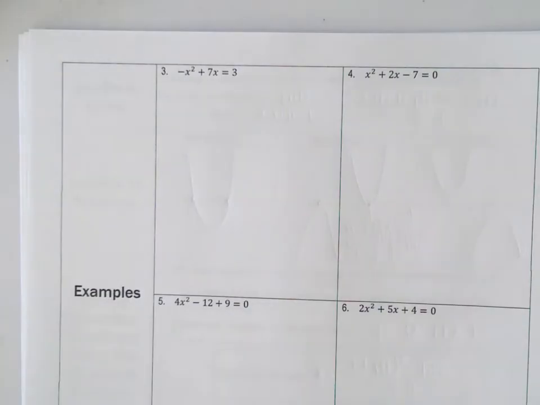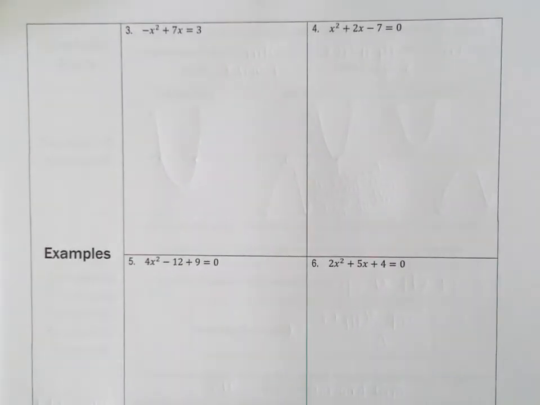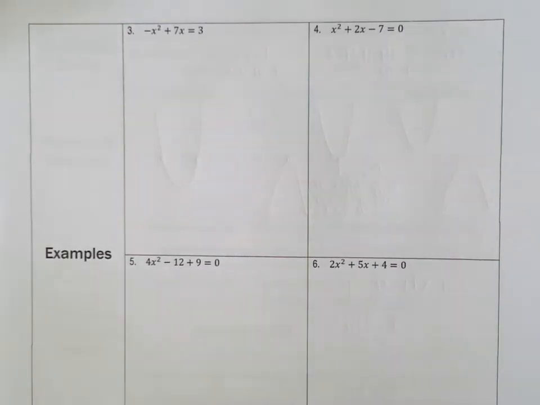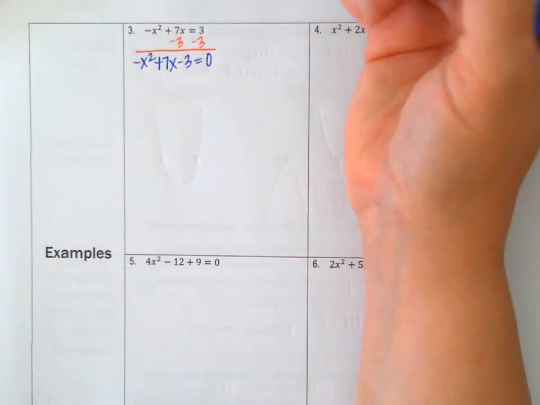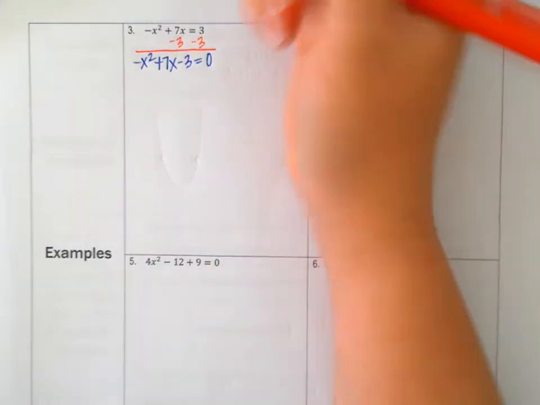Okay, so we are going to continue on with number 3. So number 3, what I want you guys to do is go through and do the first step and then identify A, B, and C. So do the first step and then identify A, B, and C. So your first step here should have been just moving the 3 to the other side of the equation. You always want it so your quadratic is set equal to 0. And then now we can identify A, B, and C. So A is the number in front of the x squared. There's just a negative, so A is going to be equal to negative 1.